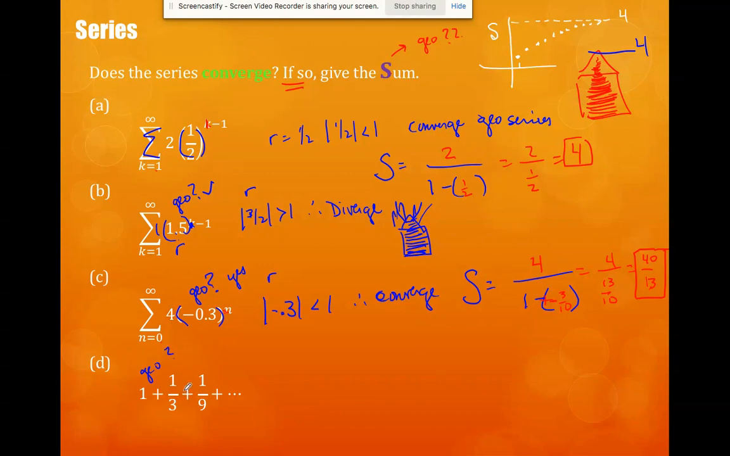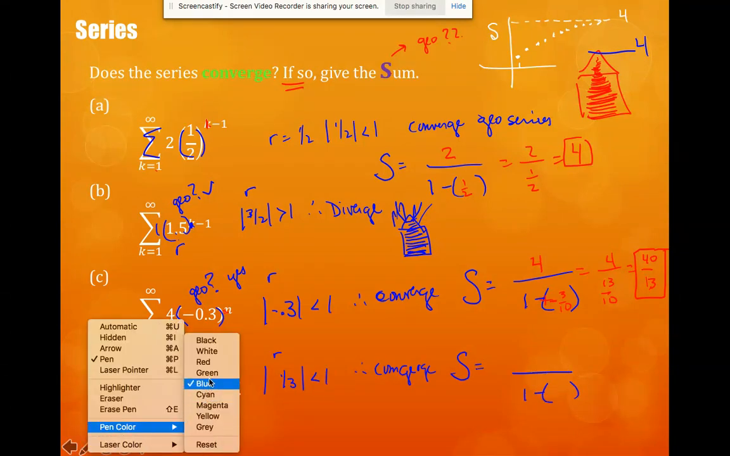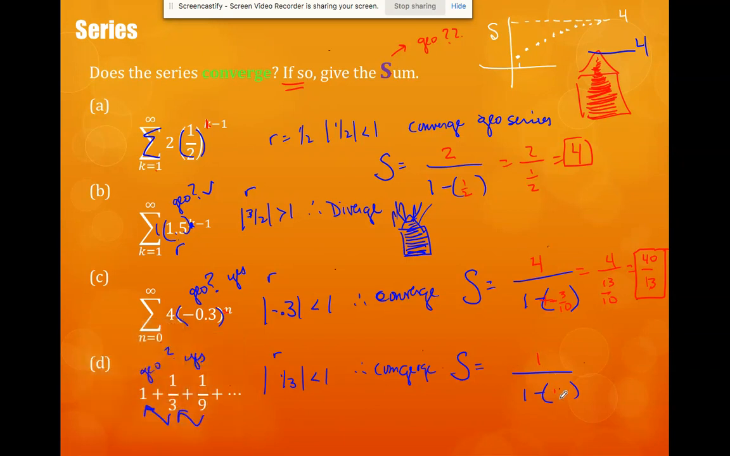So is it geometric? Do I have a common R? Yes, 1/3 divided by 1 is 1/3. 1/9 divided by 1/3 is 1/3. So yes, it's geometric. My R is 1/3. The absolute value of 1/3 is less than 1. Therefore, this infinite geometric series will converge. What's your first term? What's your R? Two-thirds right down here.